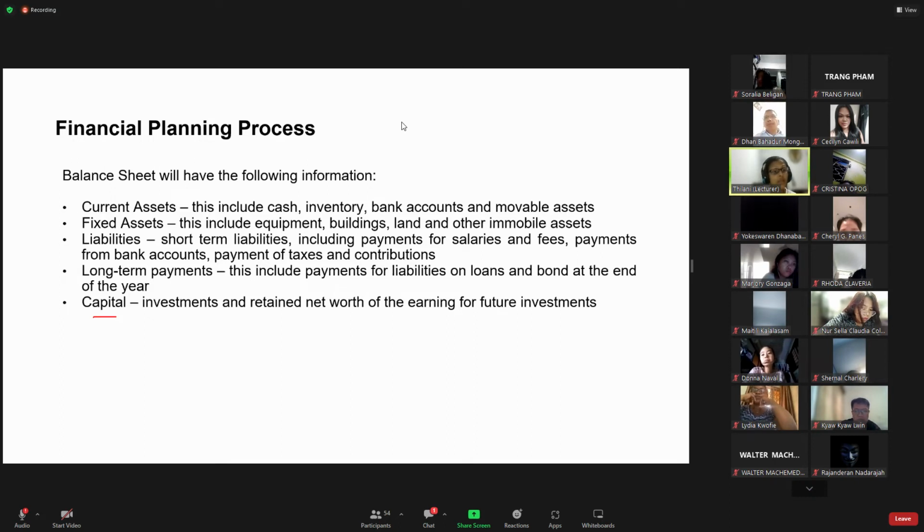Then what are the current assets? Current assets are things like cash, inventory, bank accounts, any movable assets. Fixed assets are things like equipment, buildings, land, other immobile assets, things you can't move. So we call them the fixed assets. So these are the things that you will see in a balance sheet.